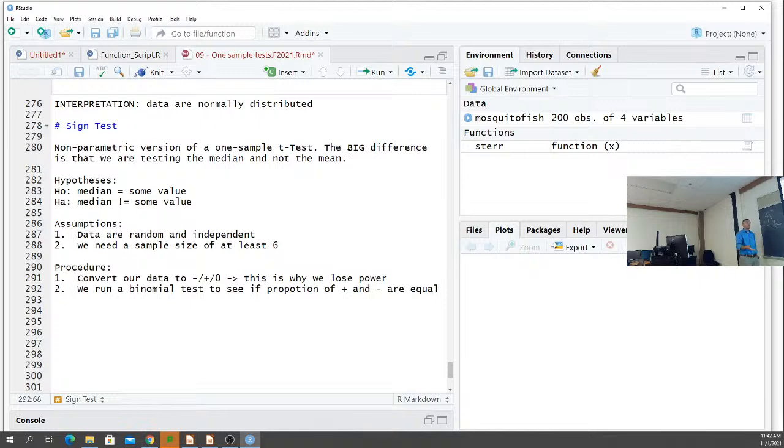If they're equal, then that means our median equals that hypothesized value, because our median marks the 50% point. If our values are equal, we've got the same number of points above and below, and the hypothesized value is the median. If we have an unequal number of pluses and minuses, then we've got an excess either above or below the median, and thus we can conclude that our sample median is not equal to that value. So, example data.